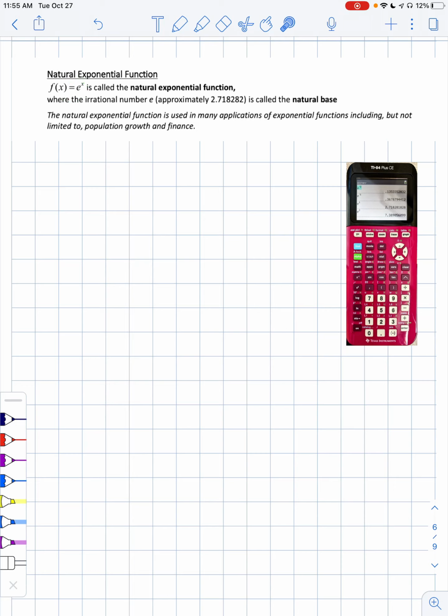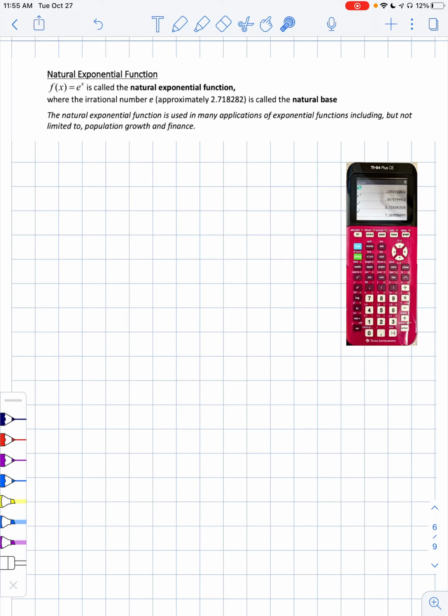Now this e number is our natural base. Think of it as sort of a special number like pi. So e is approximately 2.718282. Just like pi, it's an irrational number, so it can't be written as a fraction, and the decimals never end and they never repeat.